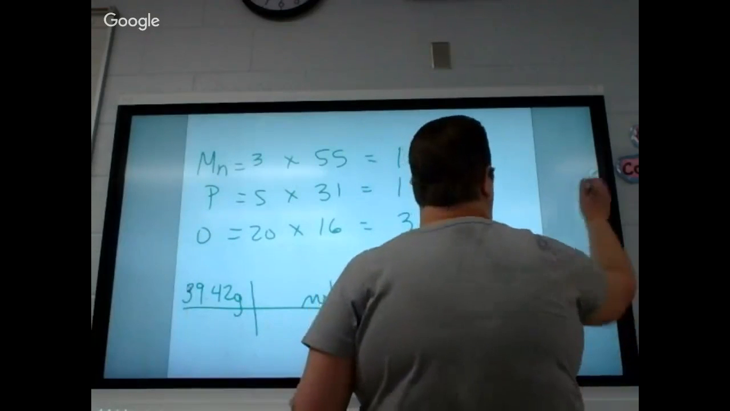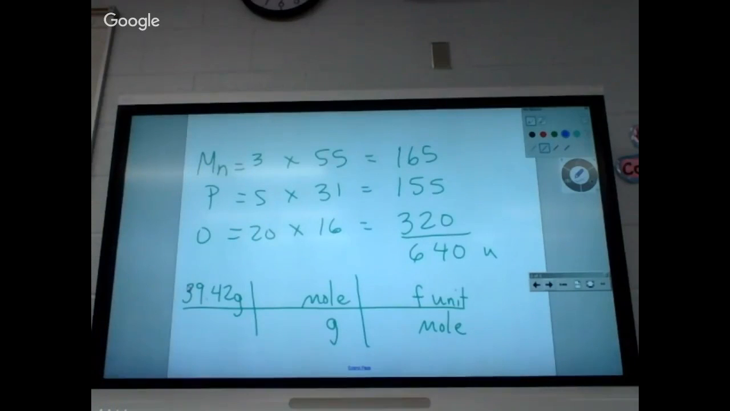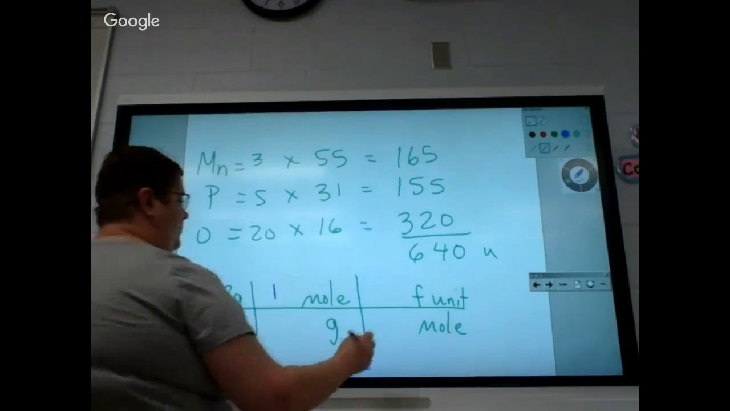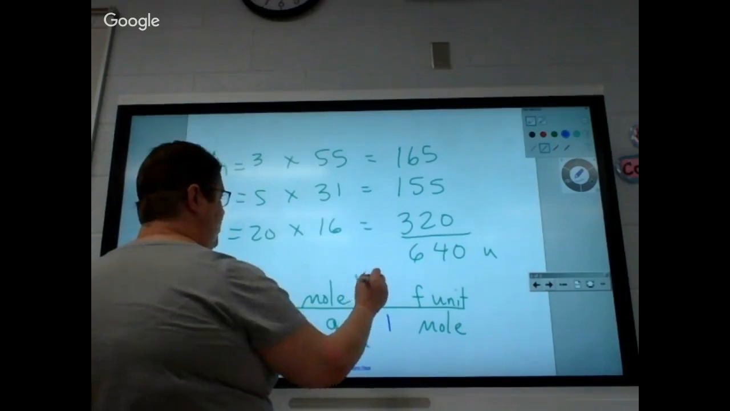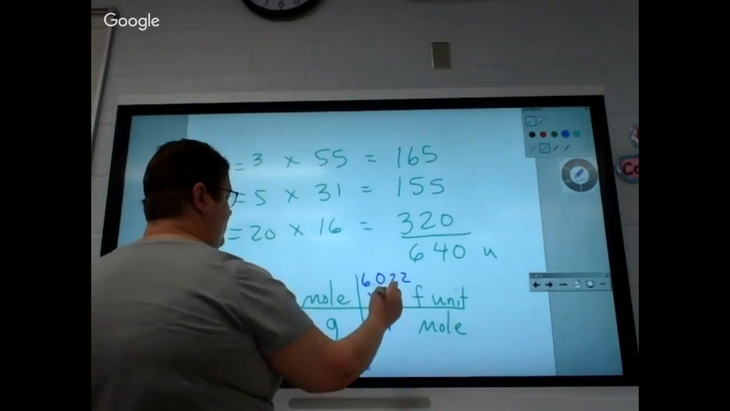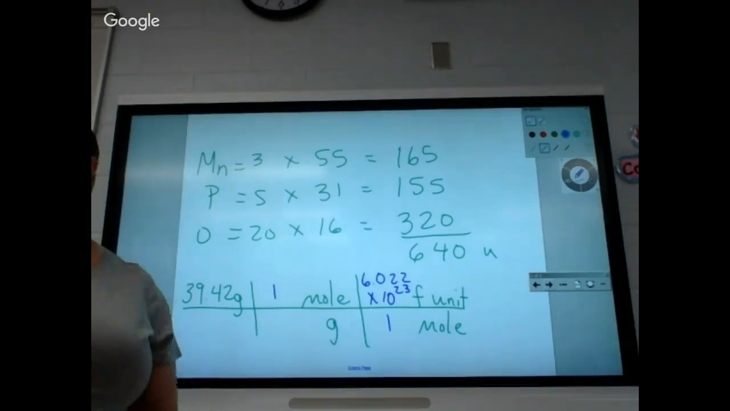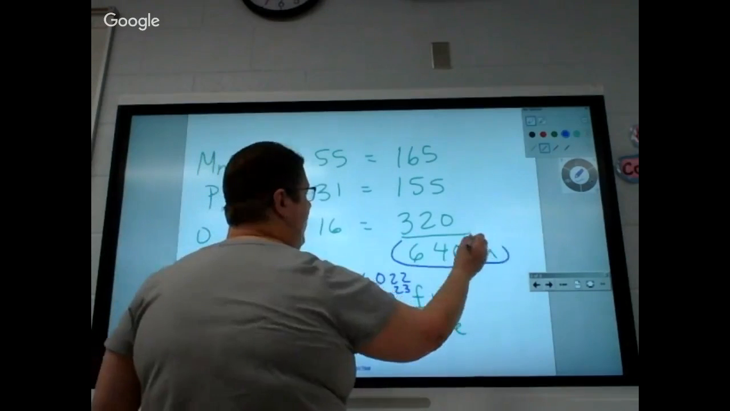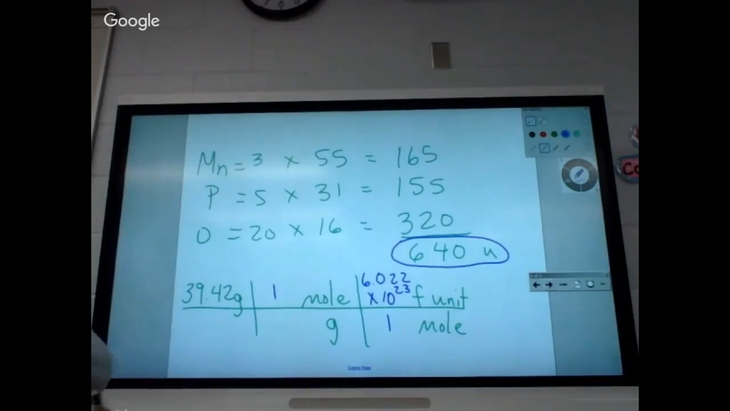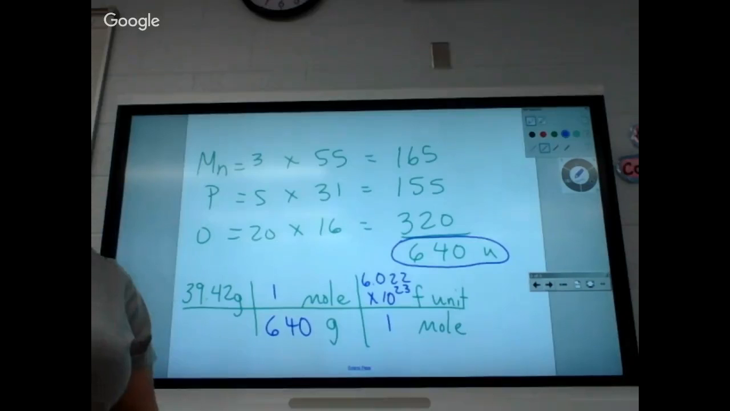All right. So, yes, Xavier. When we have moles, we put what beside moles? 1. We write what beside formula unit? Avogadro's number. And we put what beside a mass? We put the periodic table mass that we get off the periodic table. And in this case, this is why I kept the same compound from question number 1, because we'd already added it up. So the 640 that Jaden yelled out goes right there. Okay? Any questions about that?